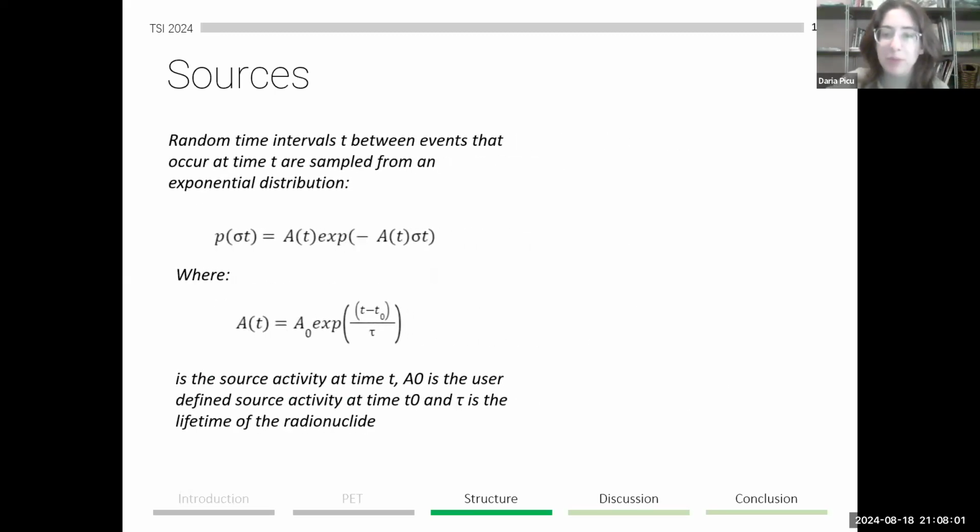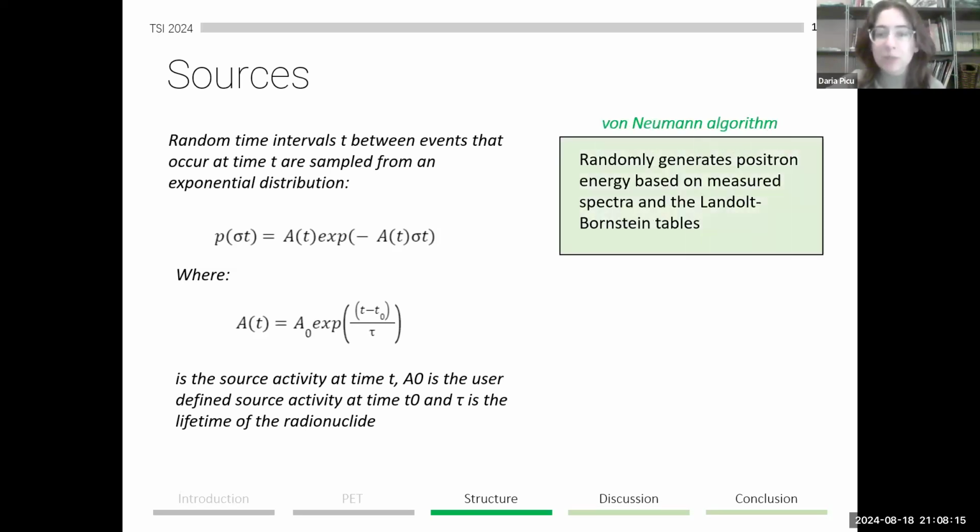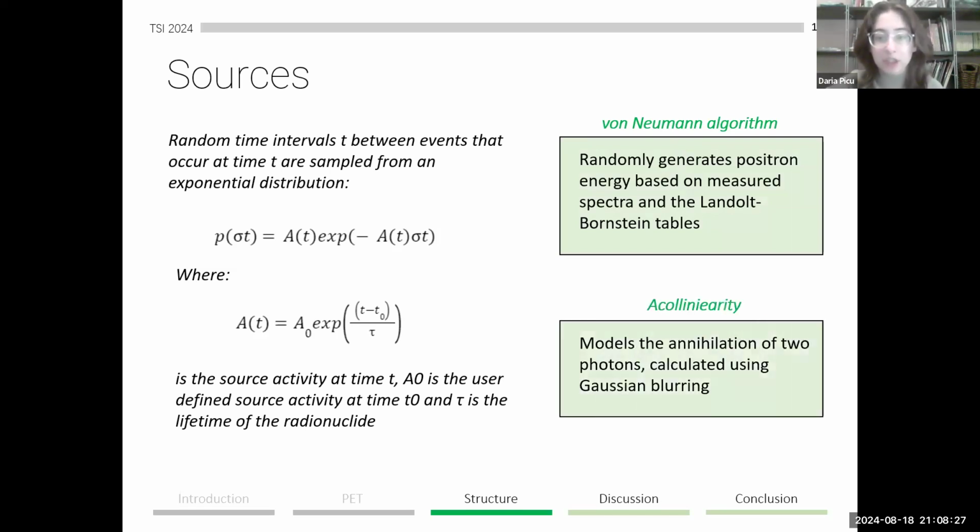For each event, a proposed time interval is sampled, and then the shortest one is chosen for the primary generation. The overall time interval sampling is determined by the total activity of all of the sources. Additionally, we use two algorithms for positron emission. First, the von Neumann algorithm, which randomly generates positron energy based on measured spectra and the Landolt-Börnstein tables, and acolinearity, which models the annihilation of two photons calculated using Gaussian blurring.